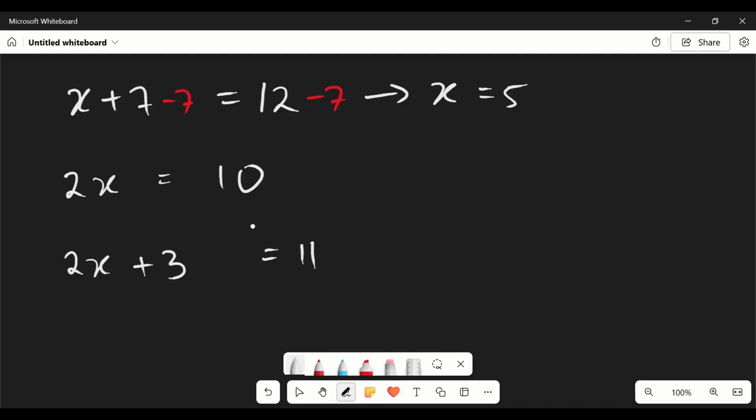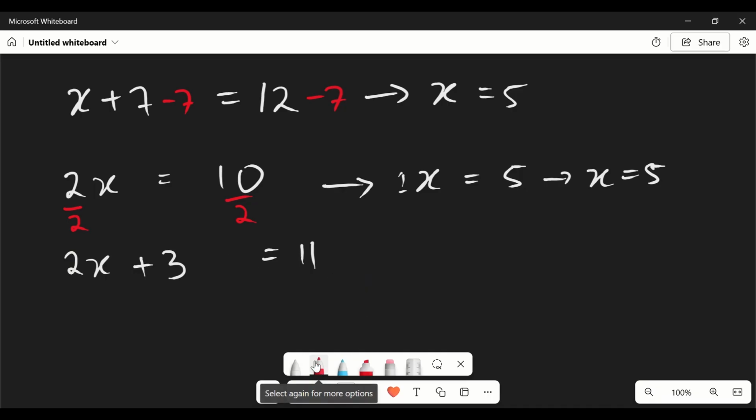2x equals 10. First, we divide both sides by 2. Then we get 2 divided by 2 equals 1. Then 10 divided by 2 equals 5. So x equals 5.